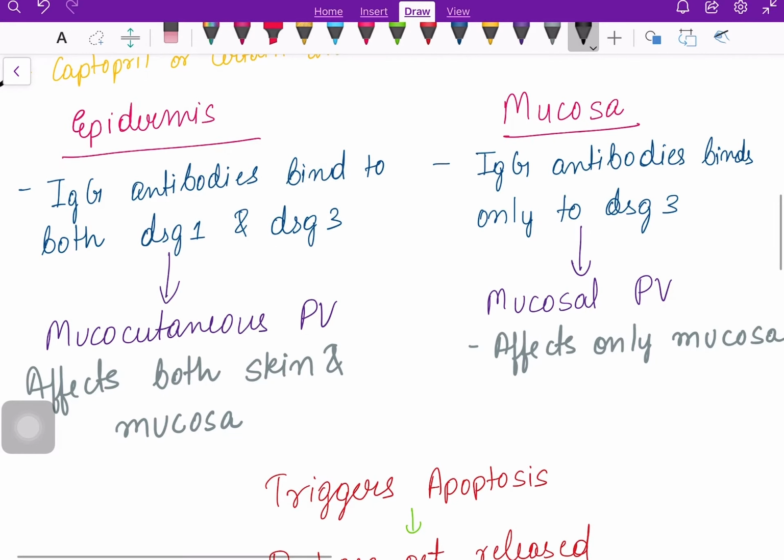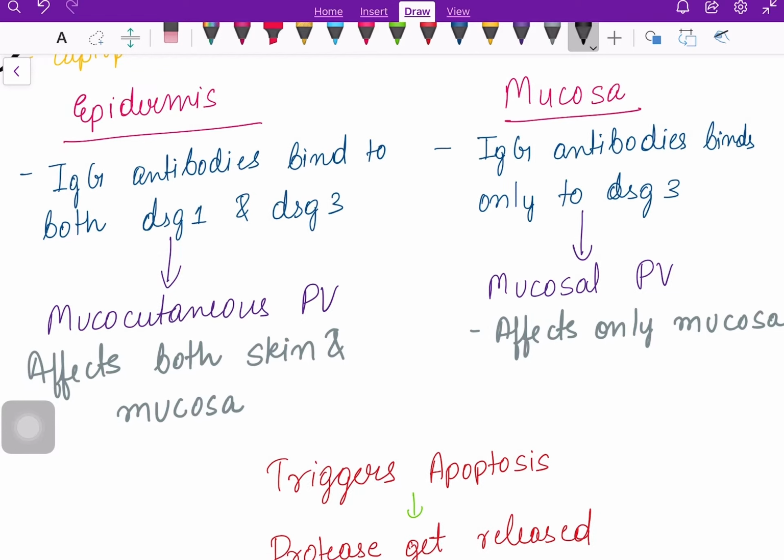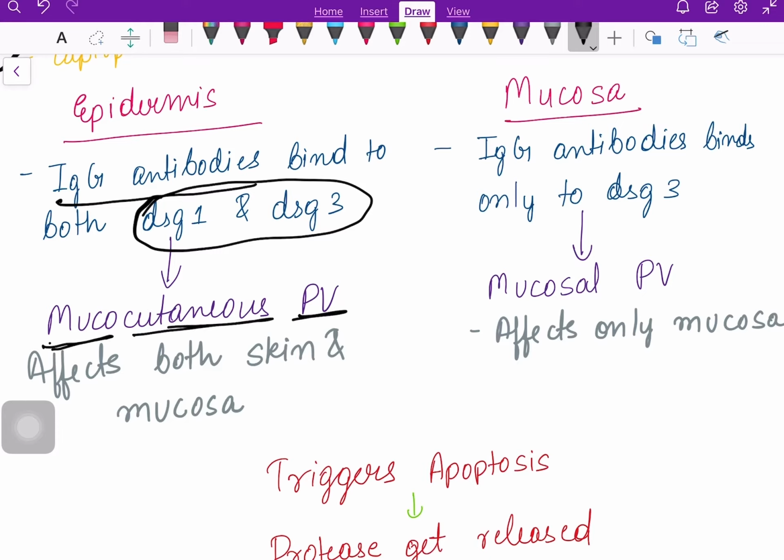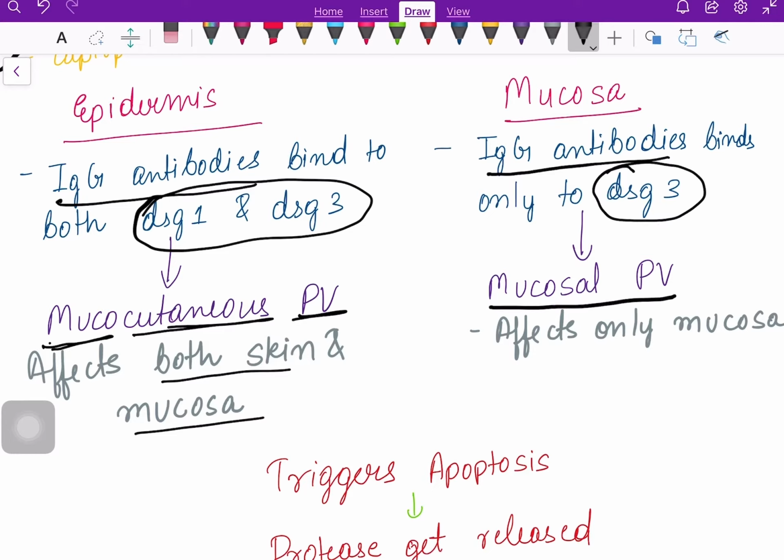Then there can be two types, cutaneous and mucosal. Supposing the IgG antibodies bind to both desmoglein 1 and 3, then there is mucocutaneous pemphigus vulgaris, which affects both skin and mucosa. But in the mucosal type, the IgG antibodies bind to only desmoglein 3, so only the mucosa is affected. This is the difference between antibodies binding to both desmoglein 1 and 3, or only desmoglein 3.